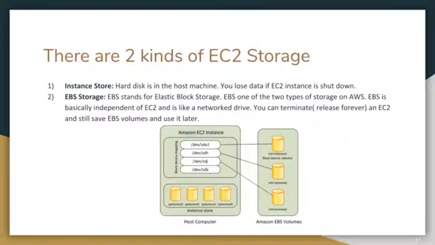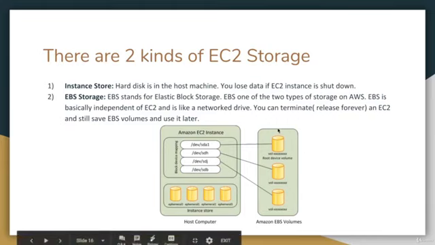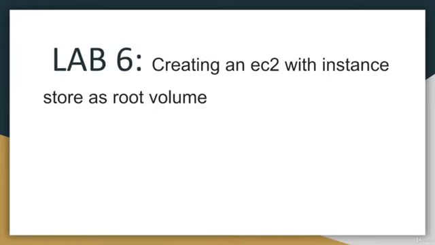Welcome back. In the slides, we talked about two kinds of EC2 storage, one of them being the EBS volumes and the other being the instance store. The instance store volumes are the volumes physically attached to the host machine where your EC2 instance lives. So far we've been using EBS volumes only to launch our instances. And in this lab, we'll be creating an EC2 instance with instance store as root volume.